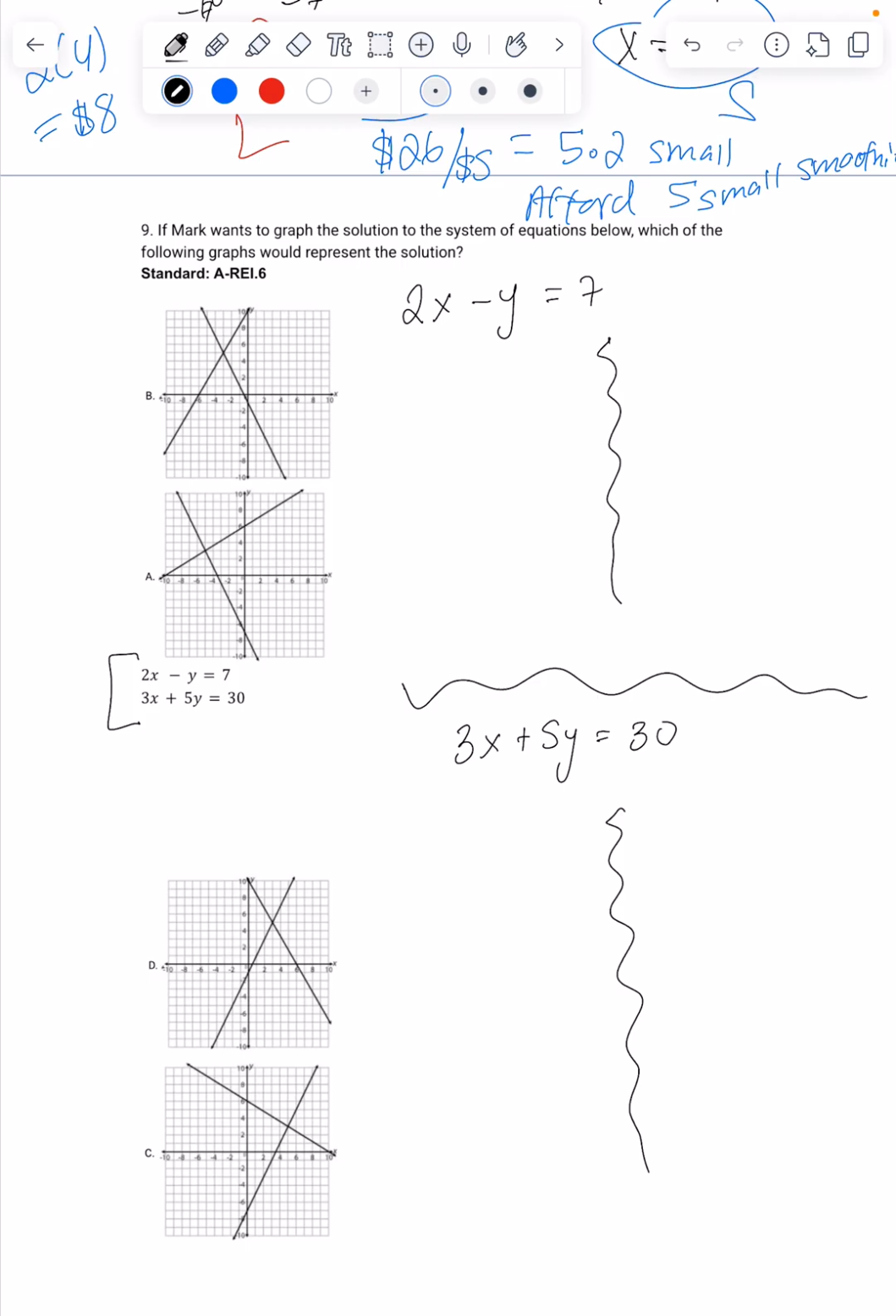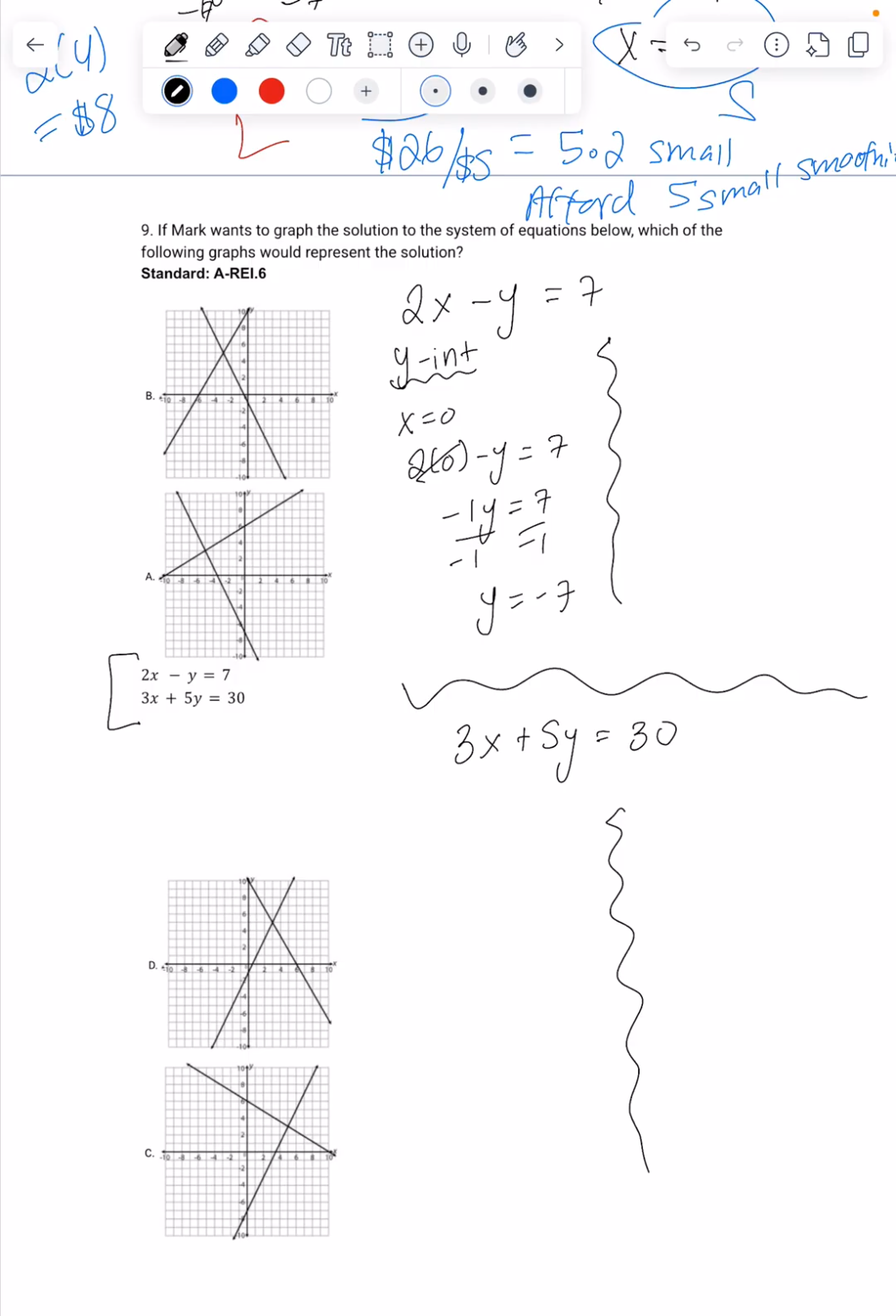So in this case, if I'm trying to find the y-intercept, right, I have to set x equal to 0. So I would have 2 times 0 minus y is equal to 7. So again, negative 1 y is equal to 7. And dividing by negative 1, y is equal to negative 7 in this case.